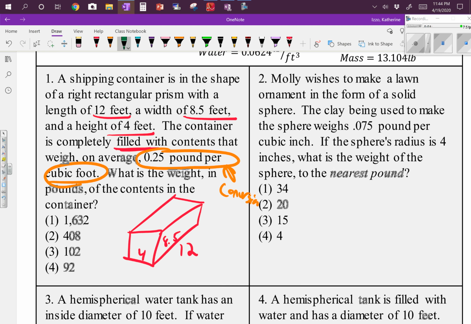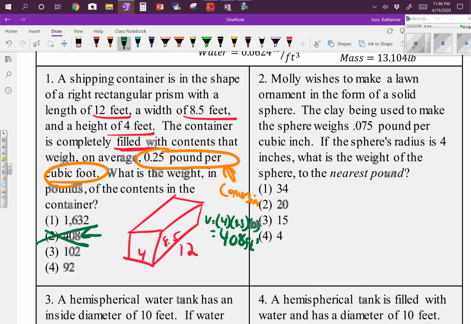So with our volume, we do V equals 4 times 8.5 times 12. So we get our volume. And when we type that into our calculator, we should get 408, which is an option, and it is not the correct option because we haven't done our conversion yet. That's going to be 408 feet cubed.